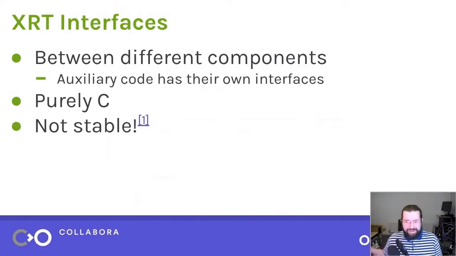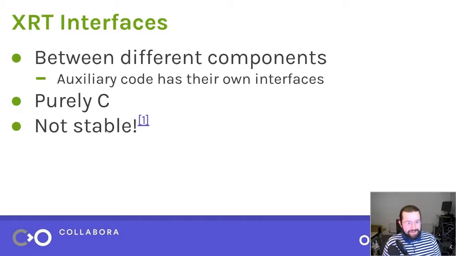And what was all of this XRT I kept talking about? In Monado, we have the XRT interface, or the Monado interfaces. So those are all of these XRT device, XRT things that sit between the different components. It's purely C, and is not stable. If you've ever seen a talk about Mesa talking about the Gallium interfaces, this is basically the same thing, but for XR.